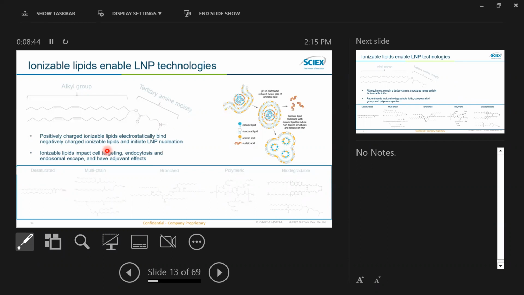And the ionizable lipid has several different properties. So for example, depending on the structure, it can impact target delivery, endocytosis, as well as endosomal escape into the cytoplasm. They also can have adjuvant effects, in the case of vaccines. So ionizable lipids are extremely important within LNP formulation, effectiveness, vaccines, or other therapeutics.